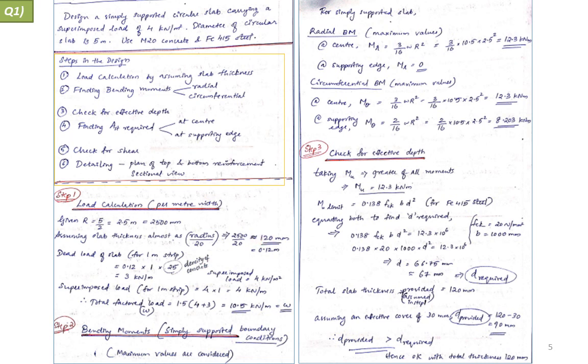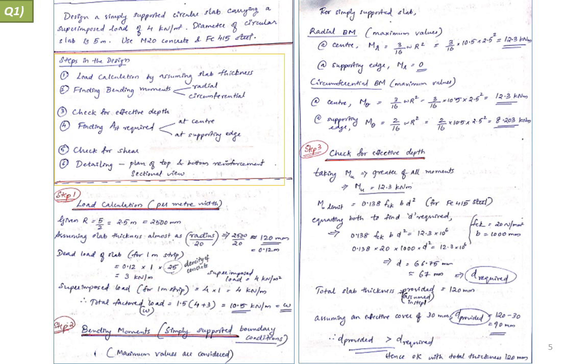Then what will be the load? Dead load and superimposed load. So for dead load, you have to take the thickness. 0.12 is the thickness of the slab in meters, into 1 meter strip, into 1, into density of concrete, which can be assumed as 25 kN per meter cube. That you will get as 3 kN per meter. That is per meter, that is for 1 meter width.